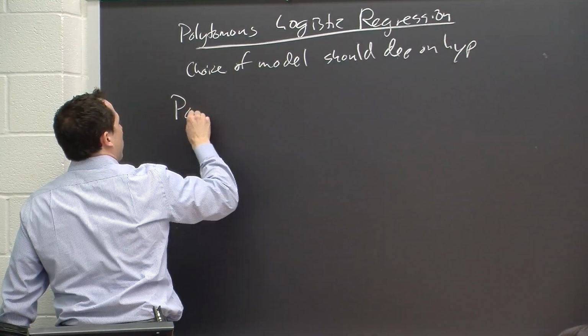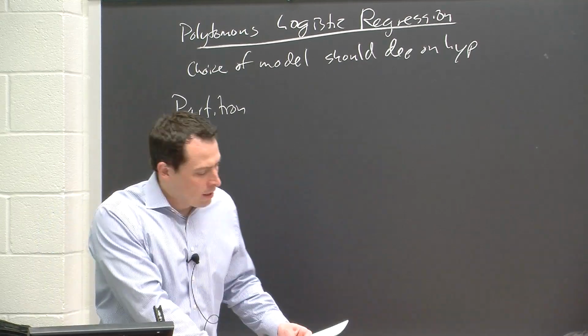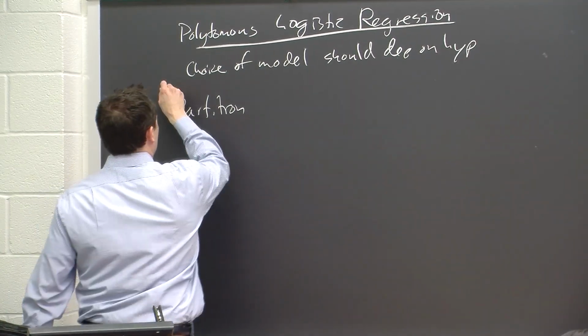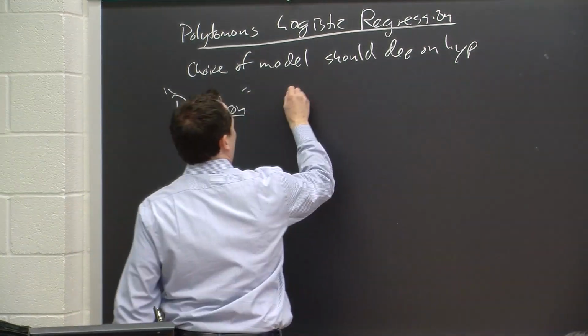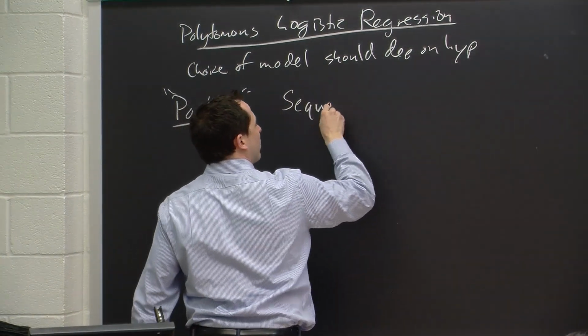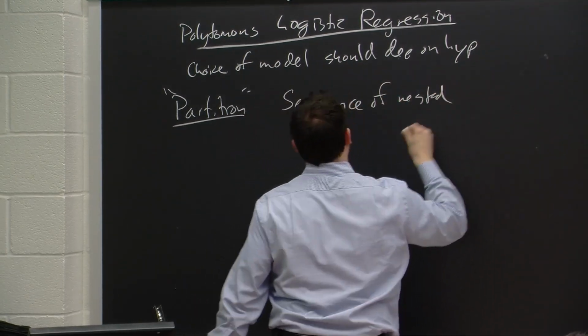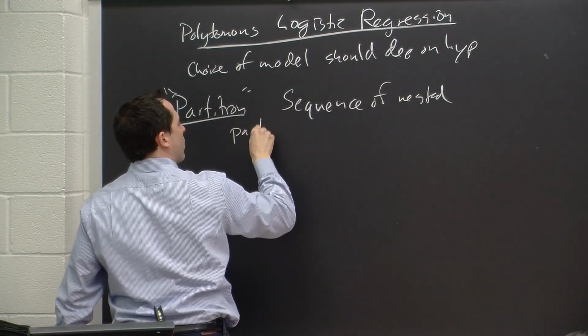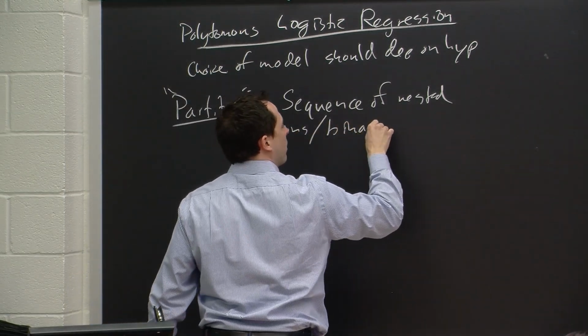And let's recall that the first class of models we looked at were these ones that I said were like partition models. You want to think about this as a sequence of partitions that are nested. Binary models.